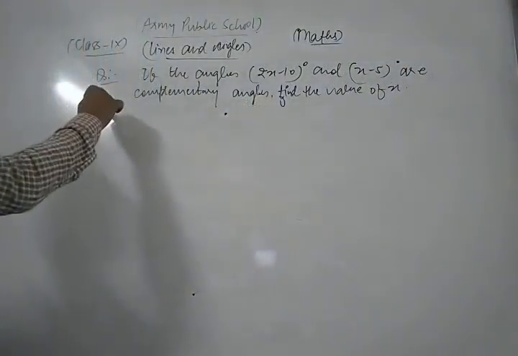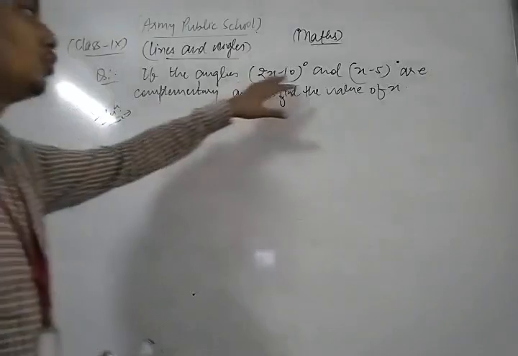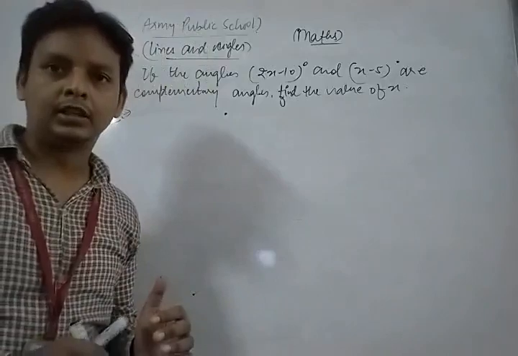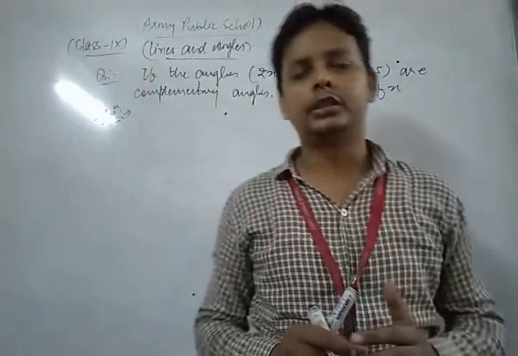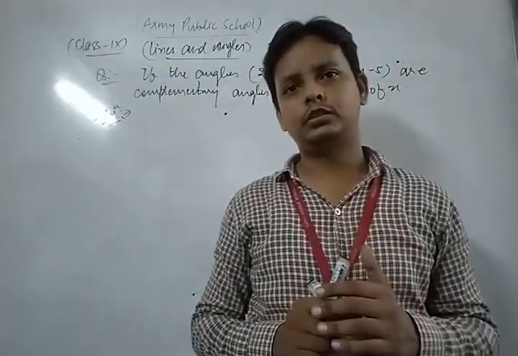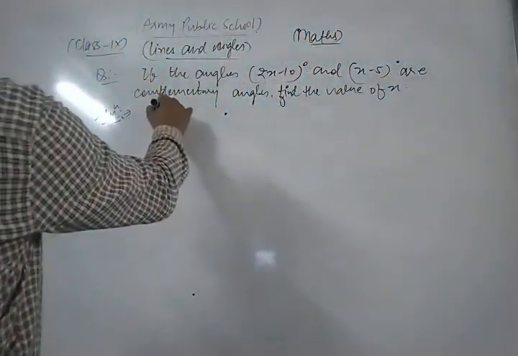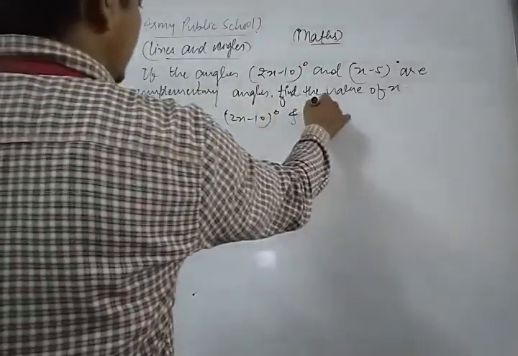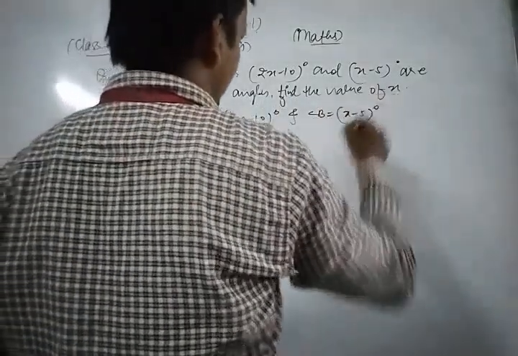Now let's see the solution. Okay, so dear student, here if the angles 2x minus 10 degree and x minus 5 degree are complementary, so you know that very well, if two angles are complementary to each other, then their sum of measure is 90 degree. So since here, let angle A is equal to 2x minus 10 degree and angle B is equal to x minus 5 degree.